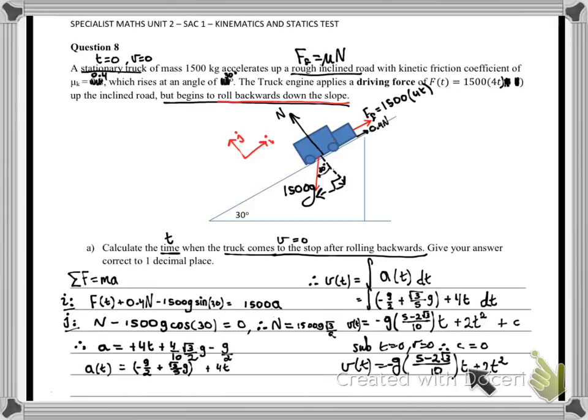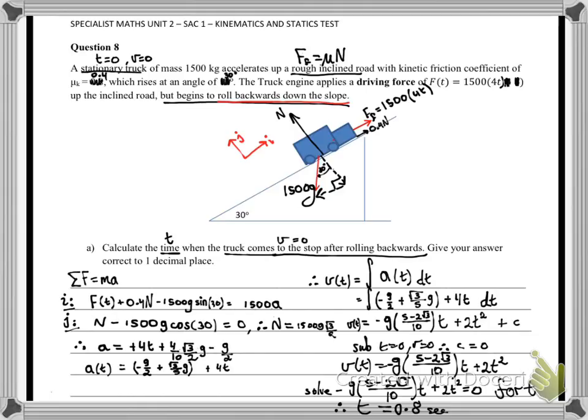Once you've got that equation for velocity in full, now we're going to look at when the velocity is equal to 0, and we're going to solve for time. So let's solve the equation when it is equal to 0 for t. You do that on your CAS calculator. You set up that quadratic equation and you solve for t. Boom, there it is. t is equal to 0.8 seconds. So the truck only rolls back for a very short amount of time, 0.8 seconds worth. Very good.